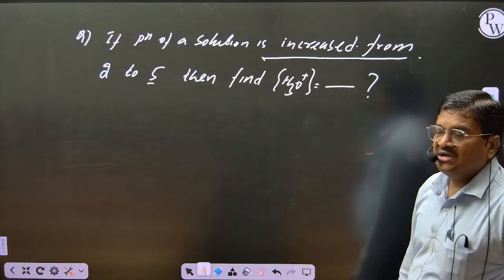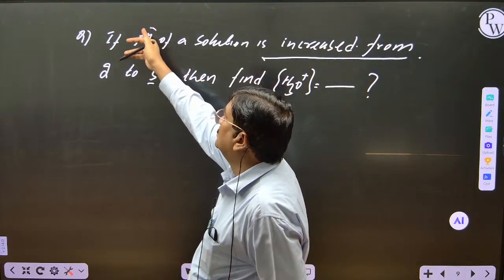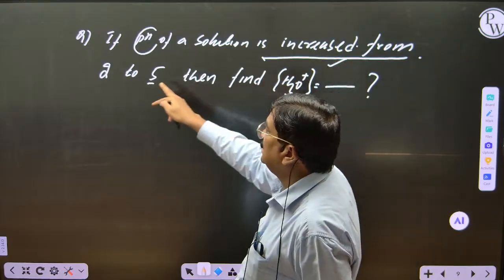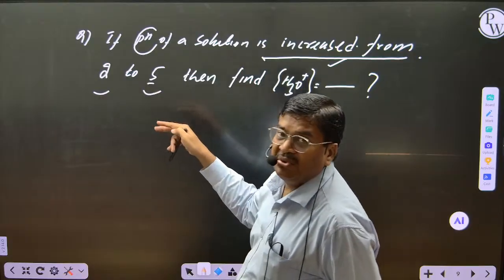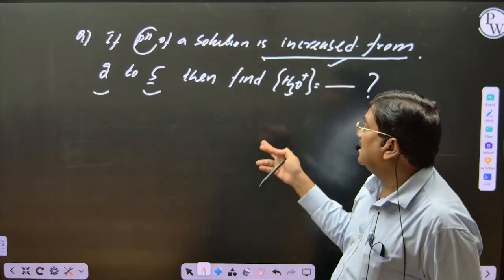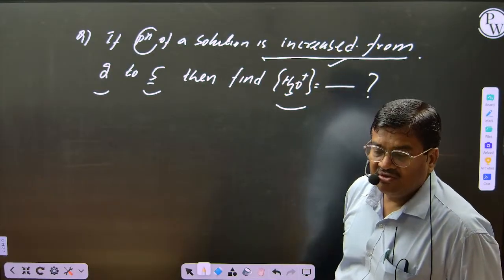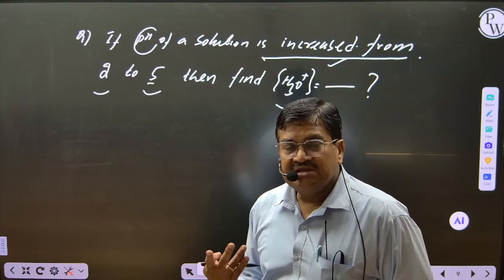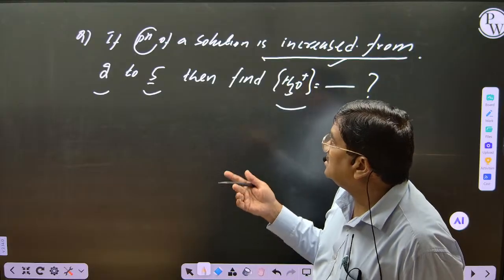Now question, understand what he is saying. The pH of the solution has been increased from, initially pH was 2 and it has changed to pH 5. Then what will be its hydronium ion concentration? In the options they give: increases by 10 times, decreases by 10 times, increases by 100 times, or decreases by 100 times. So what option do you get?